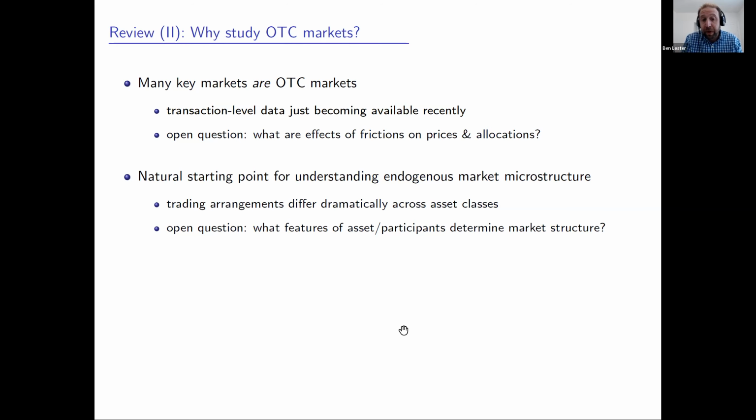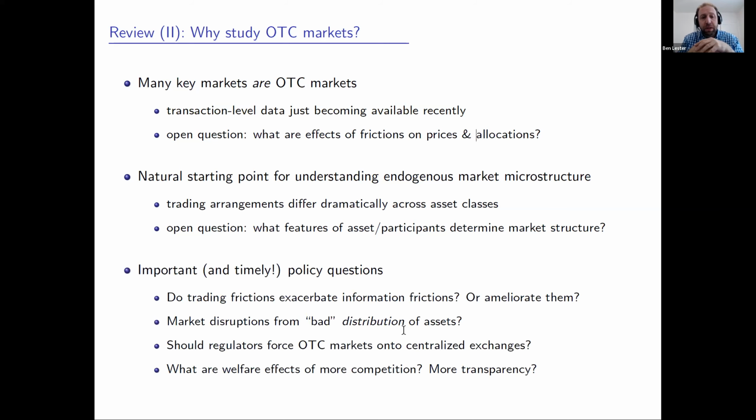And those frictions might be very different in different asset classes or different markets. And that's why perhaps we see different market structures. So I think these sort of models that we're going to be working on today give you a really nice benchmark to start thinking about endogenous market microstructure, which again, since I'm talking largely to a group of graduate students, I think is one of the most interesting, hard, but important open questions in the literature: why do we see different markets emerge differently?